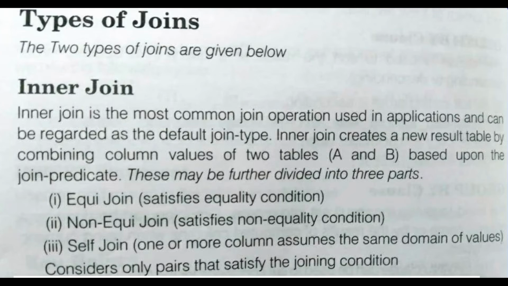So at first, what is inner join? Inner join is the most common join operation used in applications and can be regarded as the default join type. Inner join creates a new result table by combining column values of two tables.